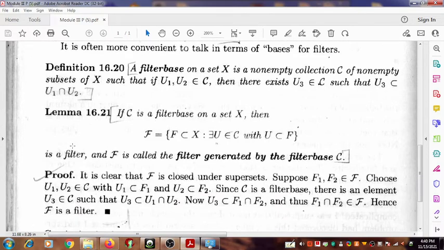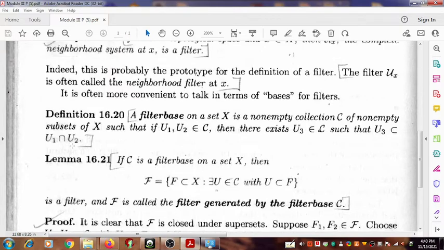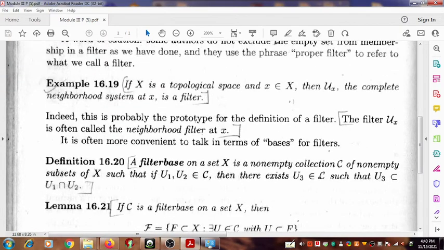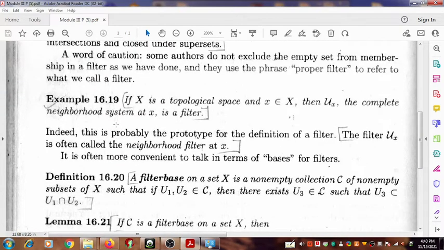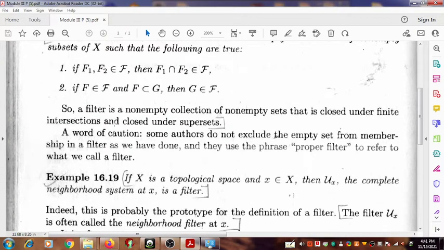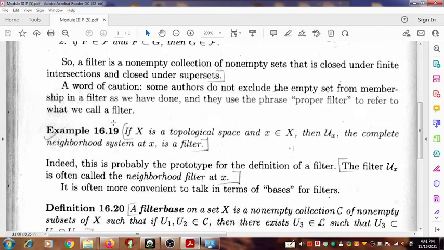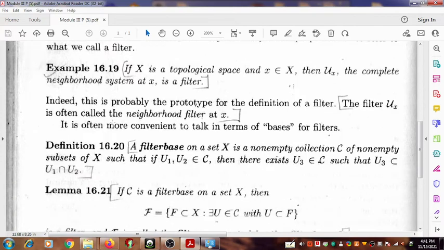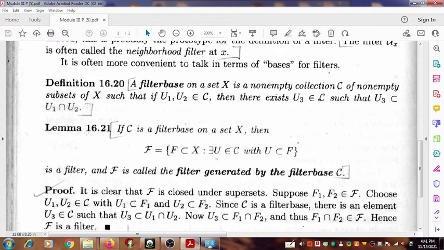Next, immediately we have a lemma which is related to this filter base and the concept of filter. So it links both concepts. Okay, what does the lemma say? Let C be a filter base on a set X.